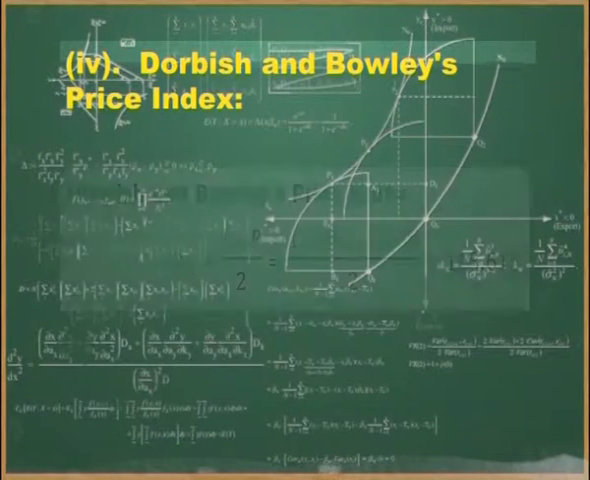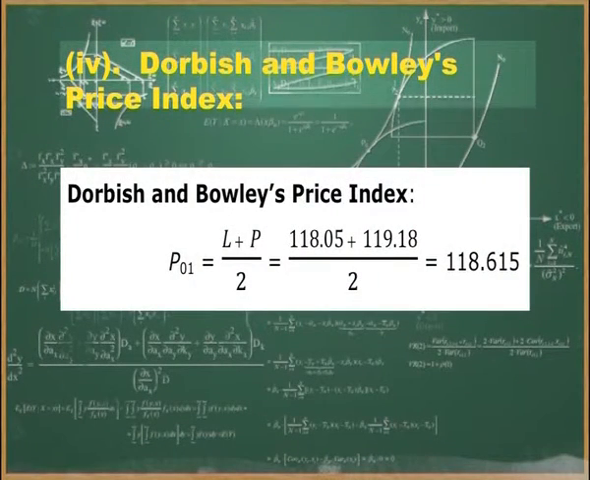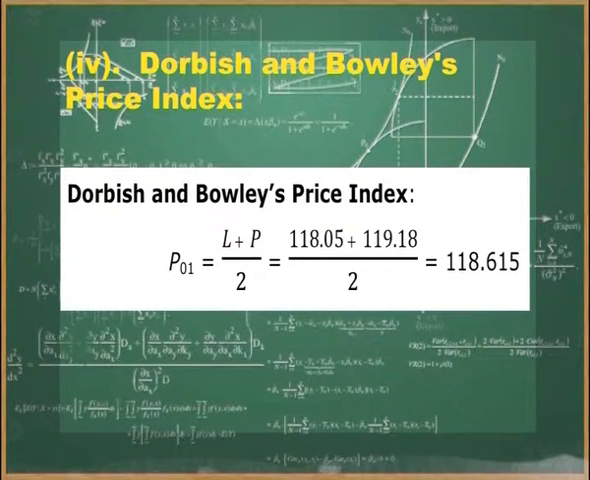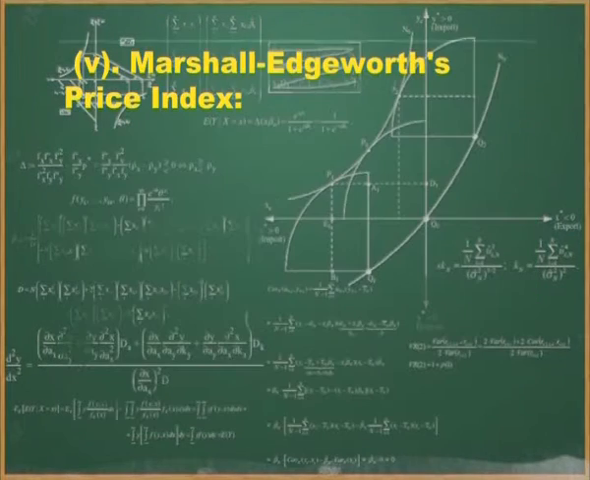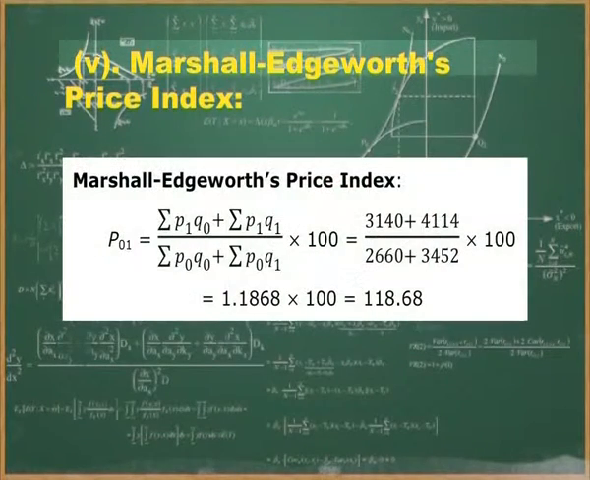The fourth one, let's calculate, that is Dorbish and Bowley's price index. According to the formula, P01 is equal to L plus P divided by 2, so that is the average of L and P. So this is 118.05 plus 119.18, the whole thing divided by 2, and we are getting it as 118.615.